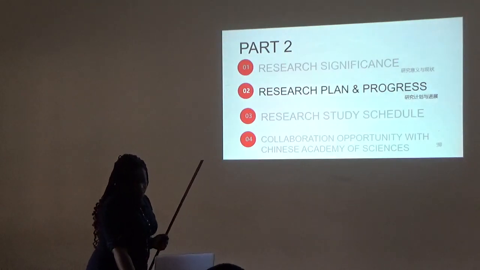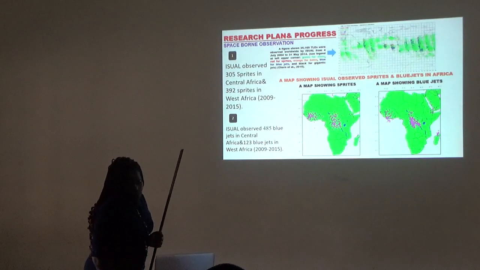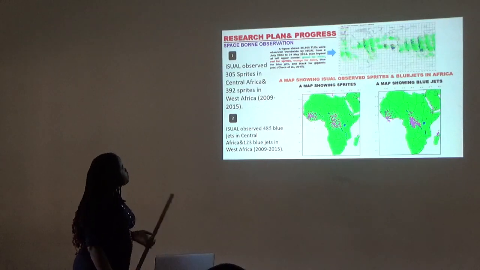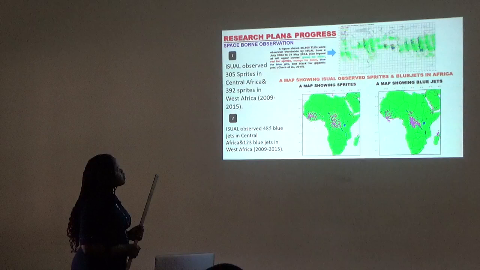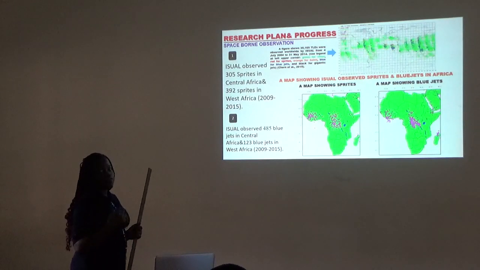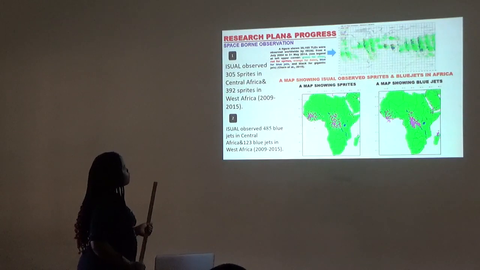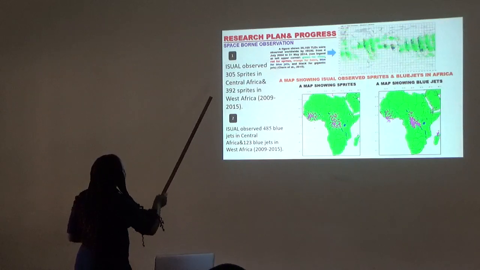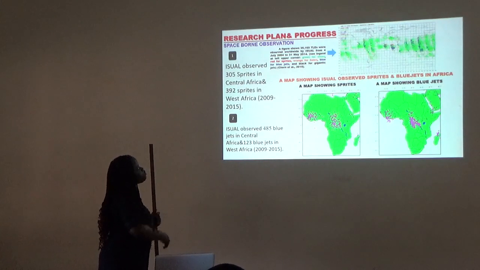Then part 2, I'm going to show you some of my research plan for my work. The first part I'm going to show you is the space-borne observations, and then I'll show you how I'll do the ground-based observation. This is mainly about the transient luminous events. We use an instrument called ISS. I'll show it to you later.